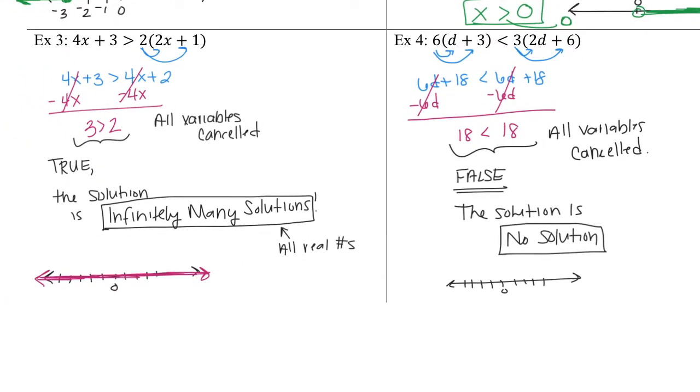If you have your variables cancel and you get something that's true, you have infinitely many solutions, which means your number line is fully shaded. If your variables cancel and you're left with something that is false, that means you have no solution and your number line is not shaded anywhere.